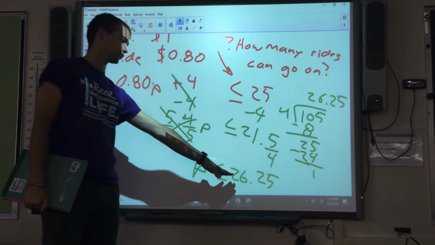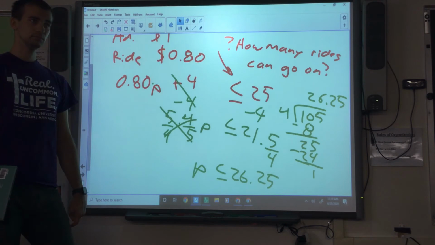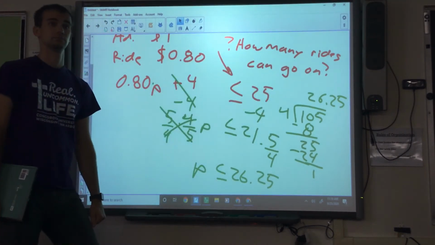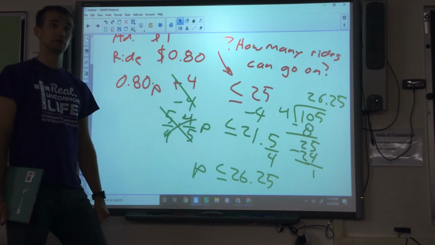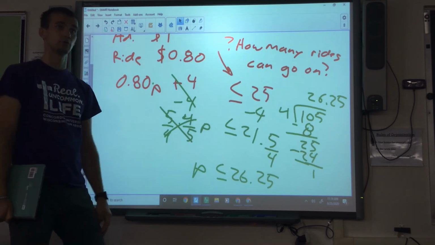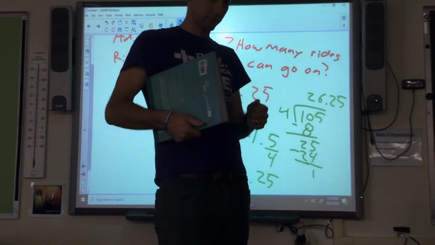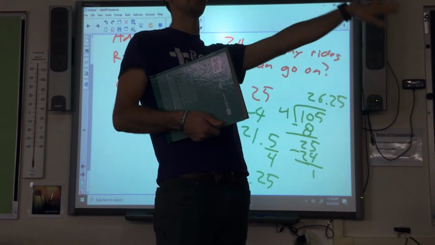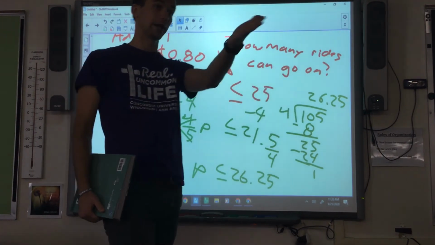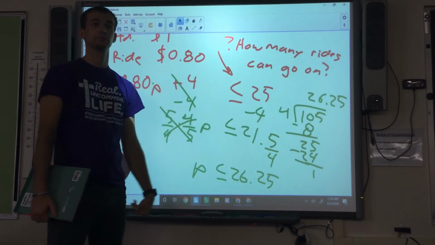If P is less than or equal to 26.25, what's the most amount of times that you can go on the rides? Because we're saying, how many rides can we go on? So the most rides we can go on is 26.25? Can you go on a ride a quarter of a time? If he's going on a ride and he's like, sorry, I'm a quarter way through, I have to get off now, does that work? No, you can't do a quarter of the ride. You could try it, I don't think they let you do it. You have to round. Up or down? Down.